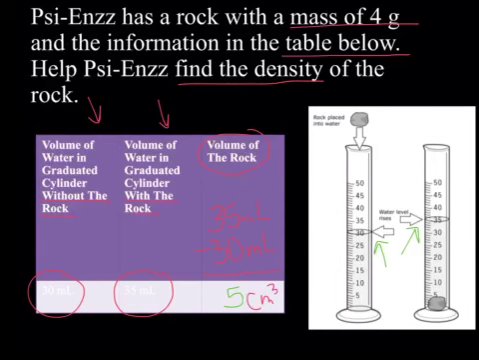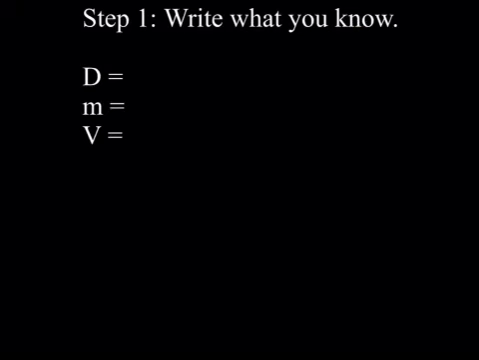So now that we've looked at all this information, let's go on to step 1 of our problem solving. Step 1. Write what you know. So, what was our density? Exactly, we don't know it yet, so we can put a question mark right there. What about our mass? Do we have that yet from the problem? Exactly, it was 4 grams.